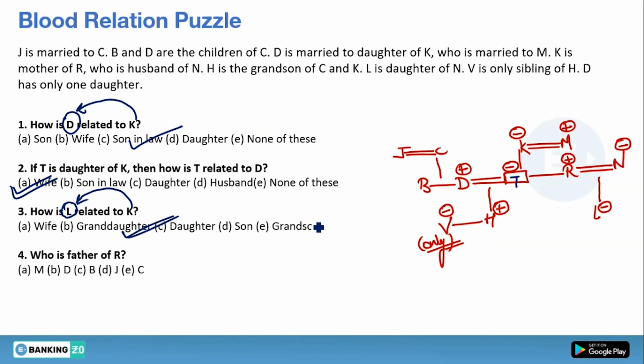Who is the father of R? So R's father is M. Okay, we know that. So option number A is absolutely correct. I hope you got how to solve these kinds of questions in your examination quickly without any mistake.